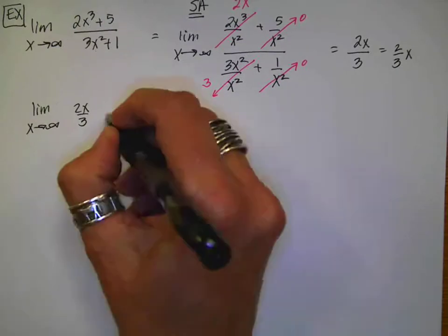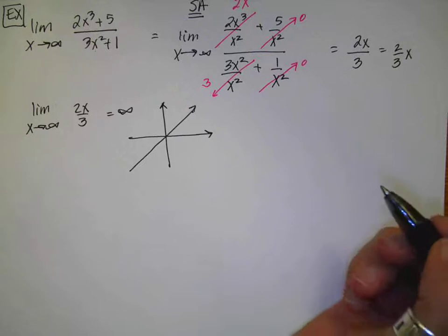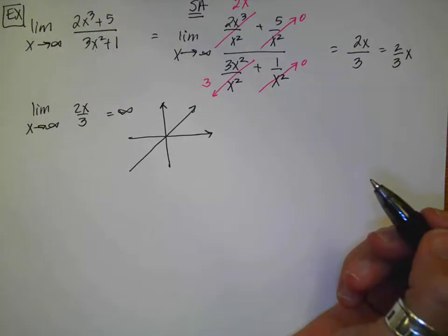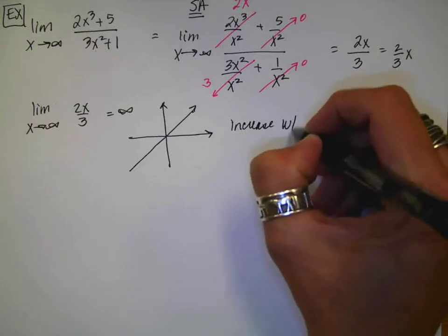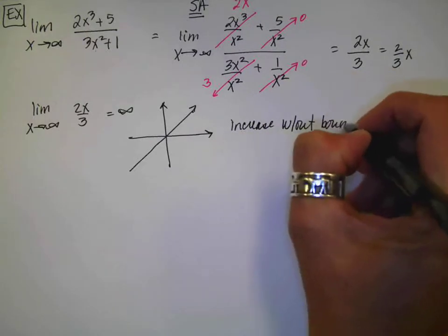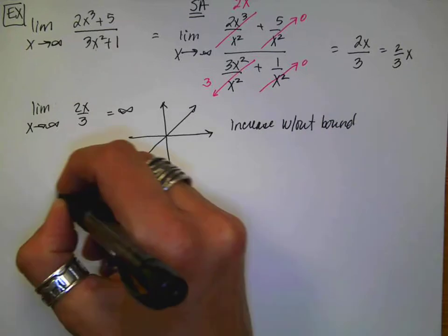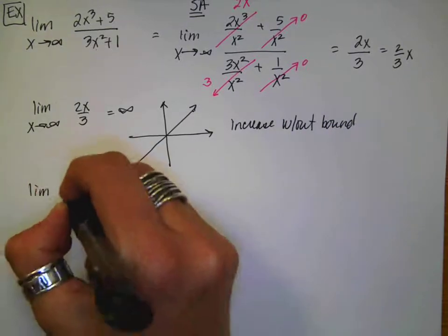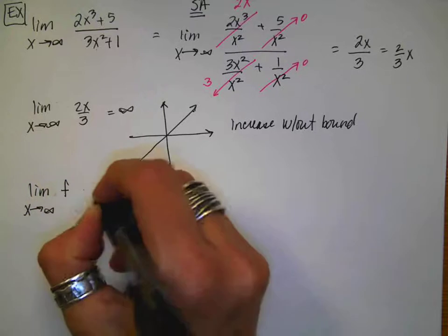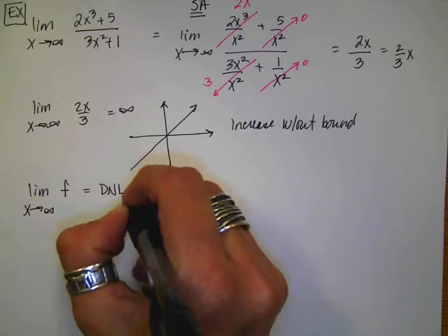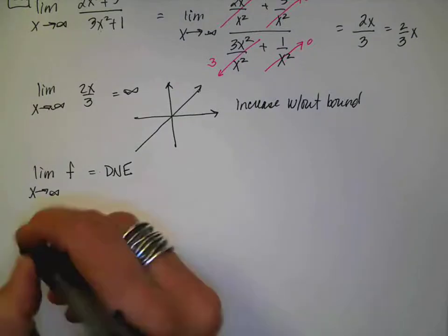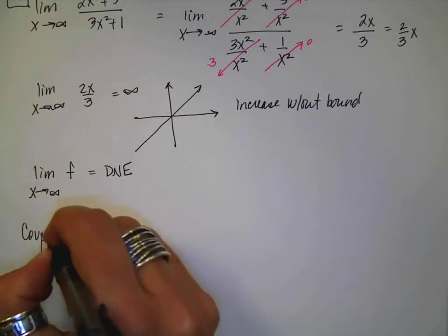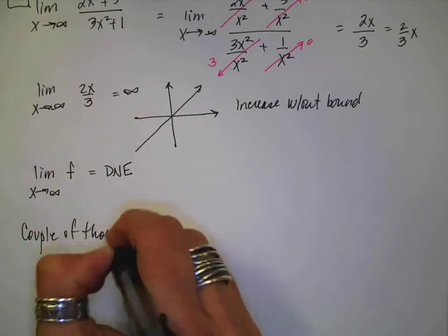And as x approaches positive infinity, the y value is approaching positive infinity, but because there's no limit to the growth of the function, because the function is going to increase without bound, then the limit of f as x approaches infinity does not exist because there is no boundary on the end behavior of the graph. Alrighty, a couple of thoughts, things that we need to remember.